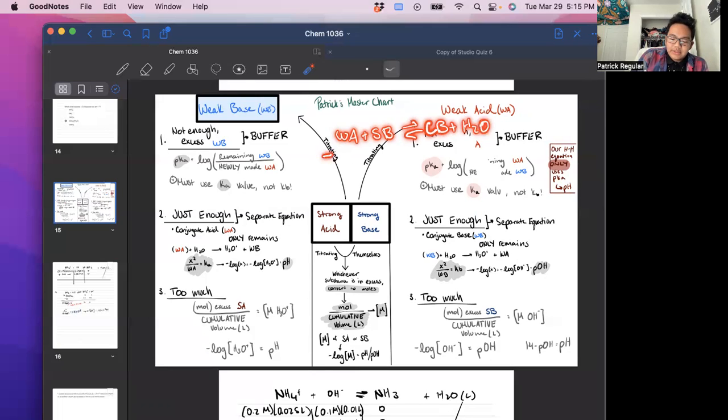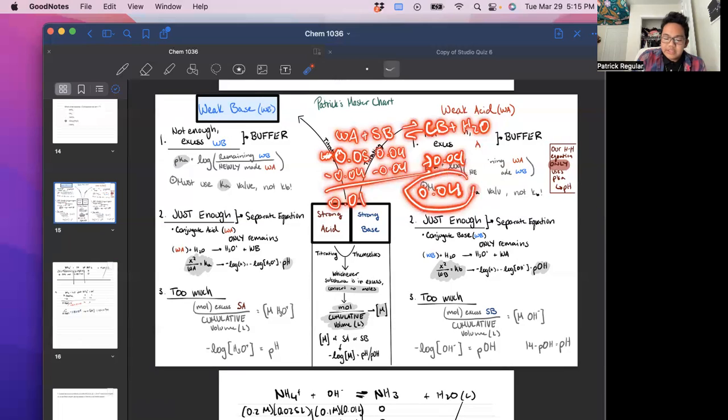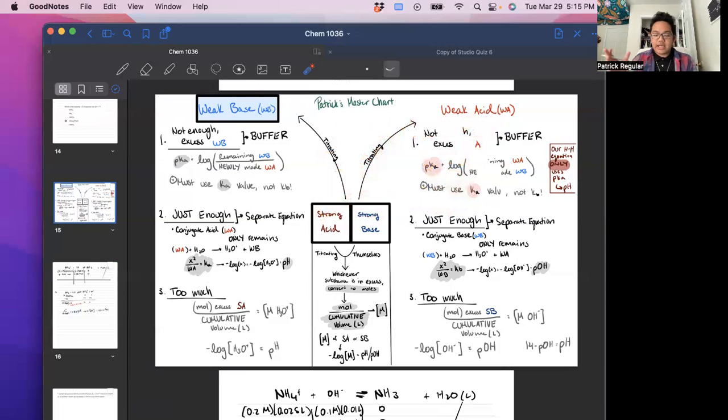Well, if you have initially 0.05, 0.04, then 0.04 minus 0.04 plus 0.04, you have 0.01, 0.04. And these are your concentrations, conjugate base and weak acid. Those are the only species left. If they're conjugates of each other, it's going to be a buffer system.